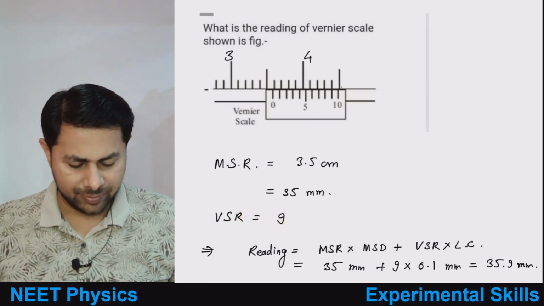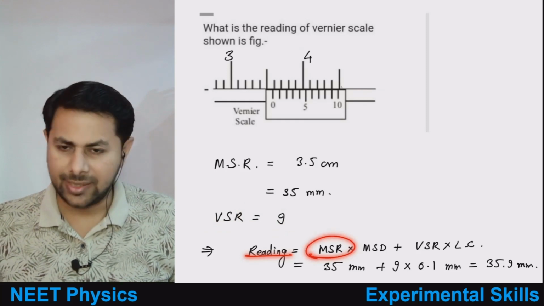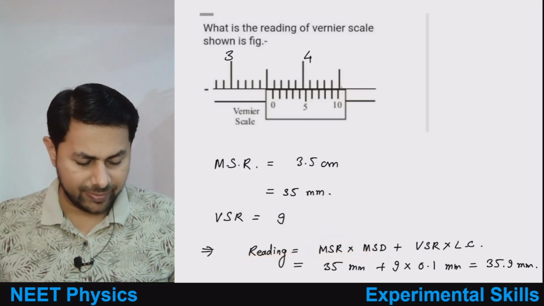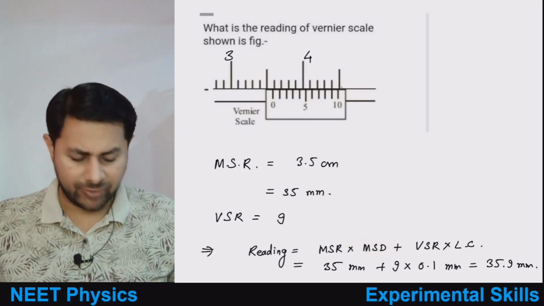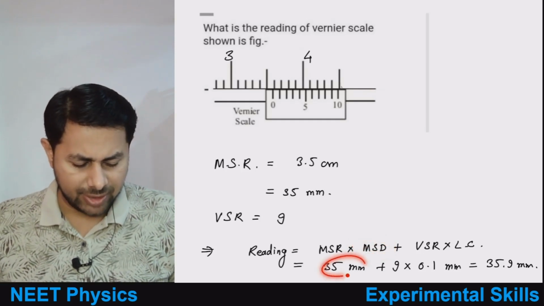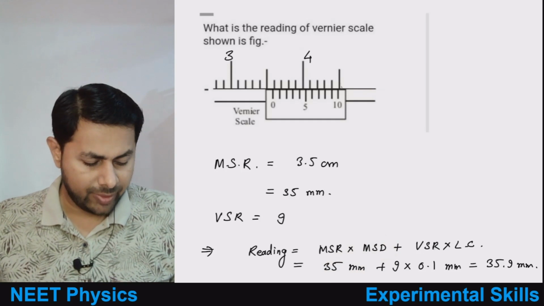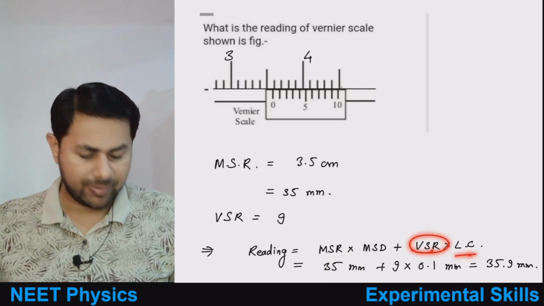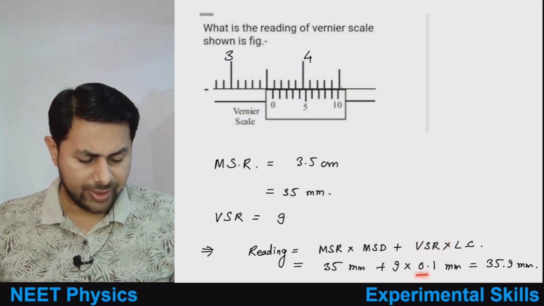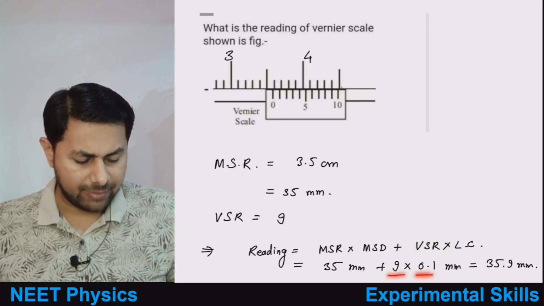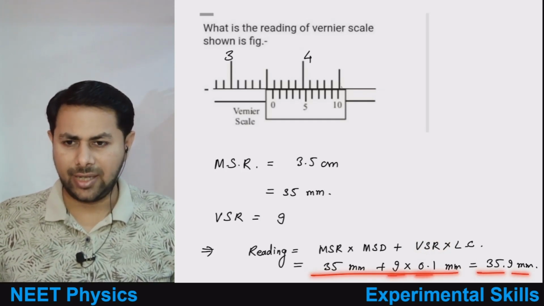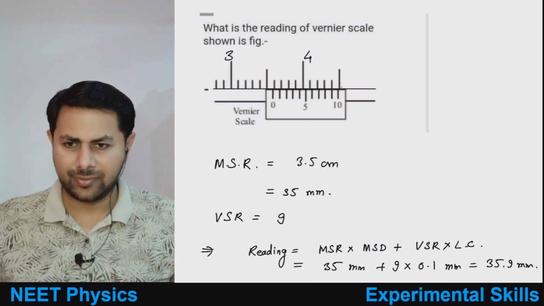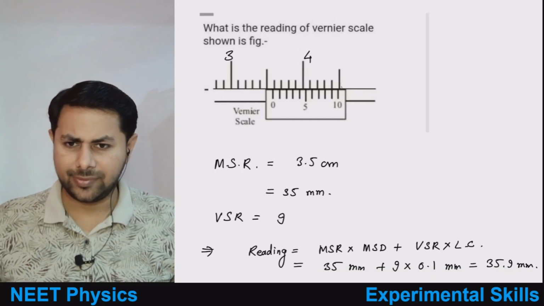So the reading is main scale reading multiplied by MSD. MSD means main scale division, 1 main scale division. So that comes out to be equal to 35 mm, plus Vernier scale reading multiplied by the least count. What is the least count? It's 0.1 mm. So 9 times 0.1. So the reading is equal to what? 35.9 mm. This is the reading, right? So this thing is simple.